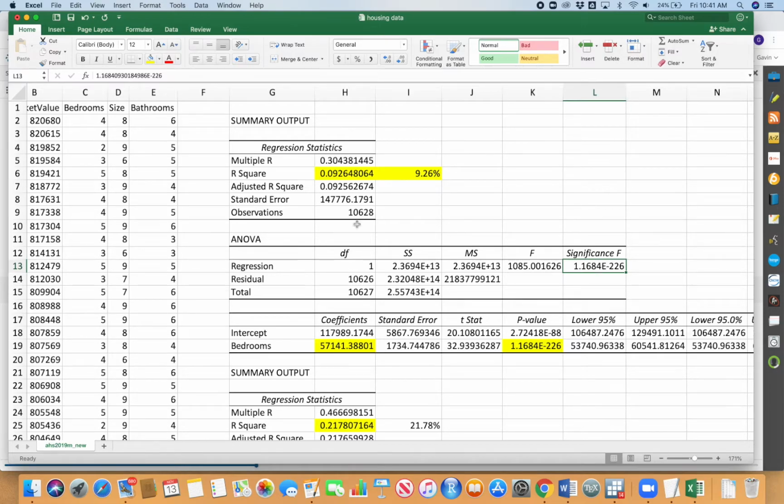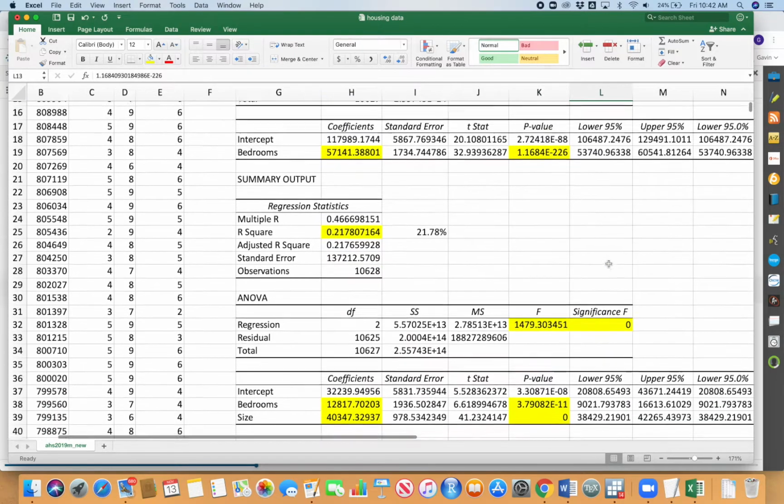Now in our simple linear regression, our p-value on bedrooms and our significance F value are exactly the same number. The reason for this is that significance F tells us the overall significance of the model. Well, this model only includes one independent variable. The significance of that one independent variable is the same thing as the significance of the overall model.